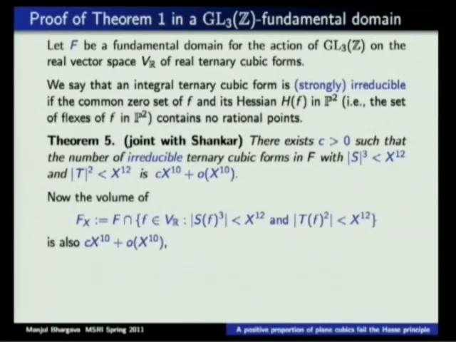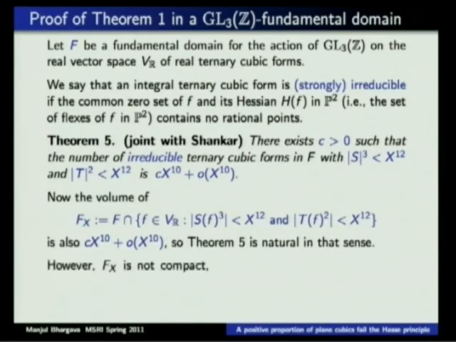So what theorem 5 is saying is that the number of irreducible ternary cubic forms in this region F, cut off by the invariants being less than x to the 12th in that way, is just the volume of that region. Okay? So the number of irreducible elements, integral points in that region, is the volume of that region. So theorem 5 is very natural in that sense. It's just saying that the number of integer points in a certain region is the volume of that region.